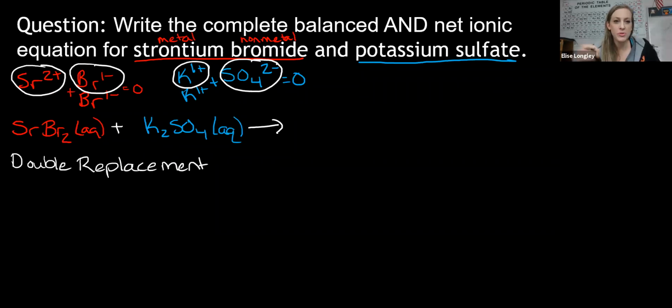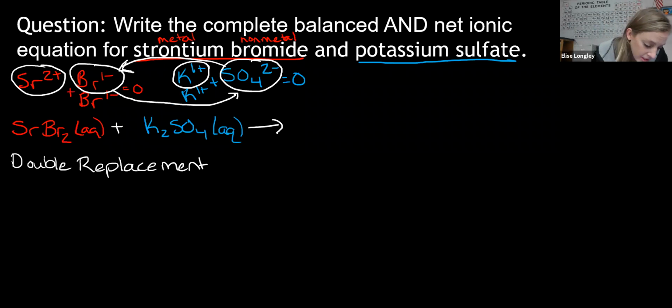Okay, so when we're doing double replacement, we're replacing 2 things. We're replacing the negatives with each other. So bromine leaves and displaces sulfate. Sulfate leaves and displaces bromine. That's where the double comes from. 2 things are moving into a new compound. Awesome.